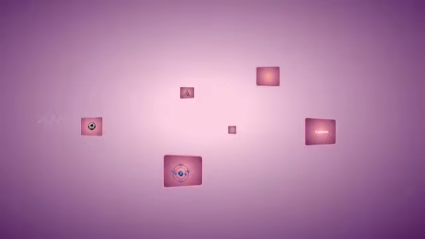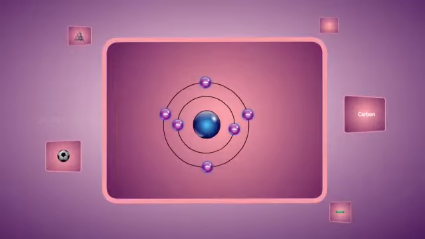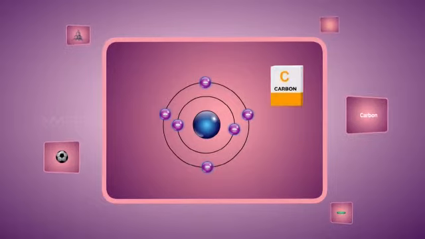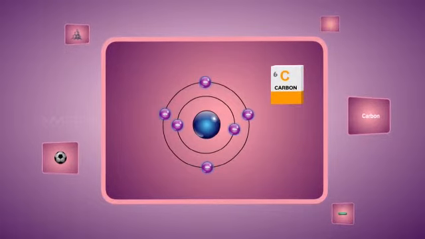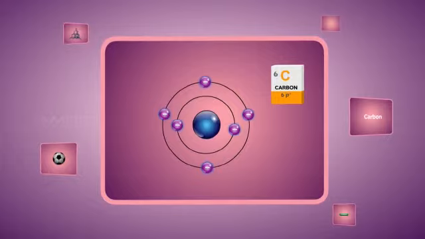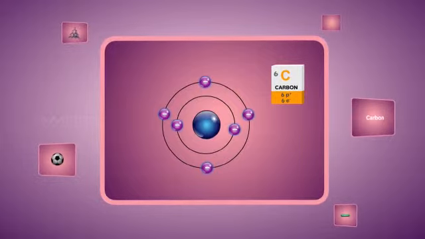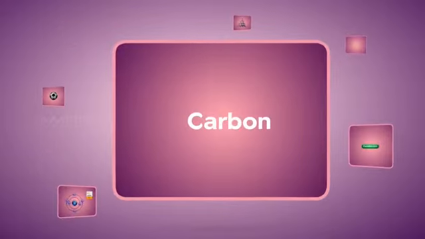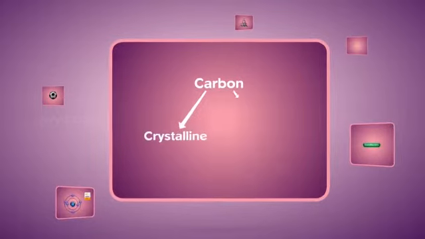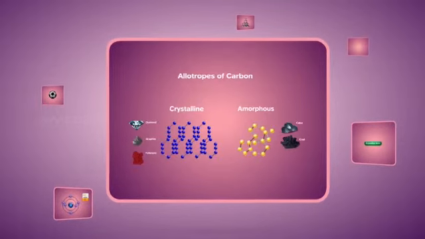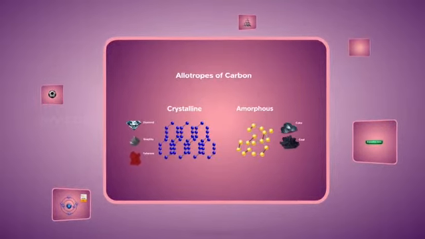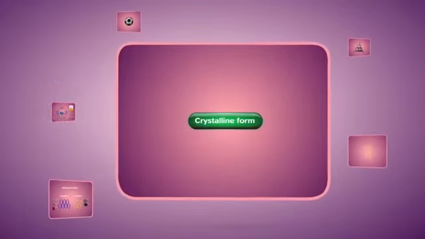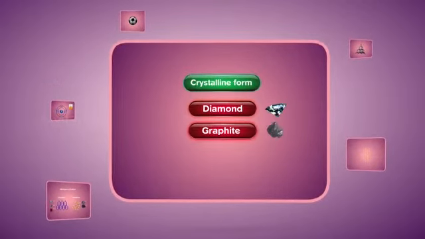Things to remember. Carbon is represented by the symbol C. Its atomic number is 6, that is, it contains 6 protons and 6 electrons. Carbon exists in two forms as crystalline and amorphous. These forms are known as allotropes of carbon. The crystalline forms of carbon are diamond, graphite and fullerene.